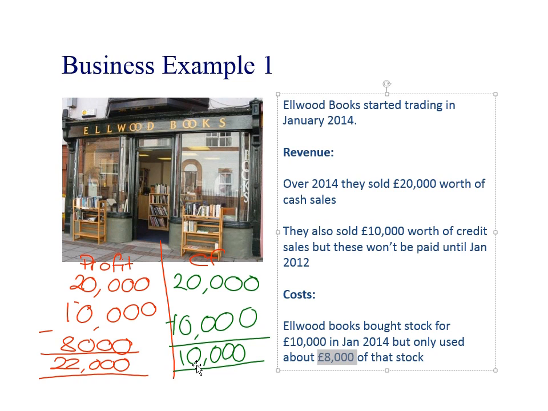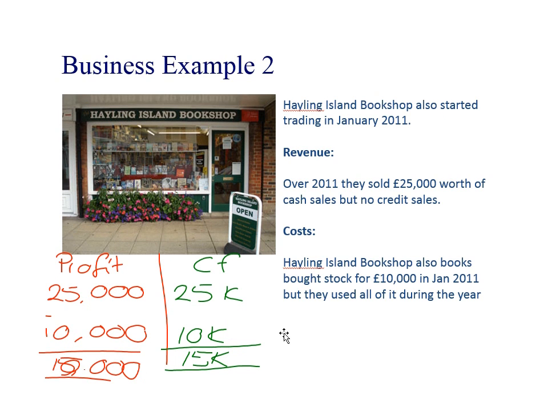So we can see there's a real difference between the net cash flow and the profit that you've made. So this is why in the previous presentation I said you cannot tell profit from a cash flow forecast. In this situation they're both going to be the same because there were no credit sales and they used all of their stock.